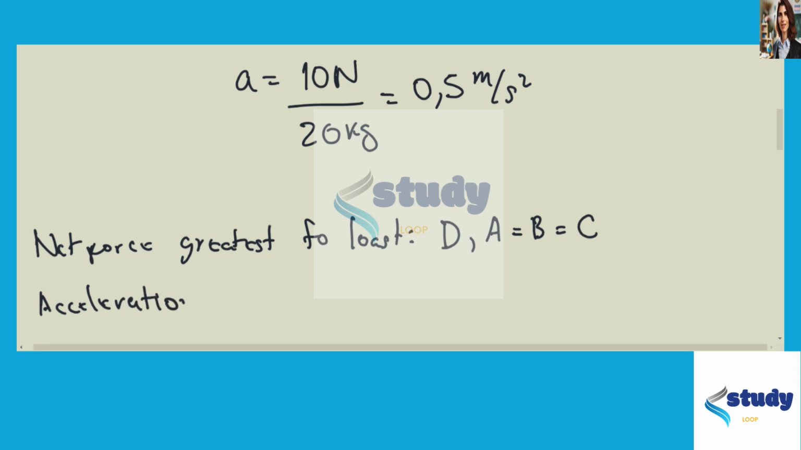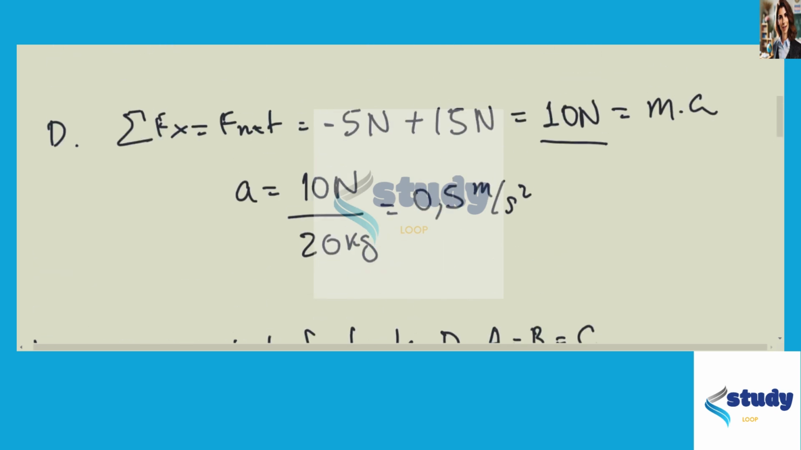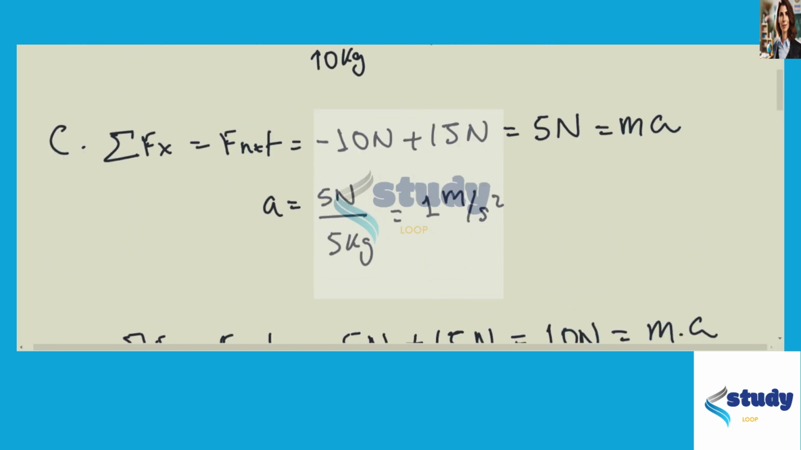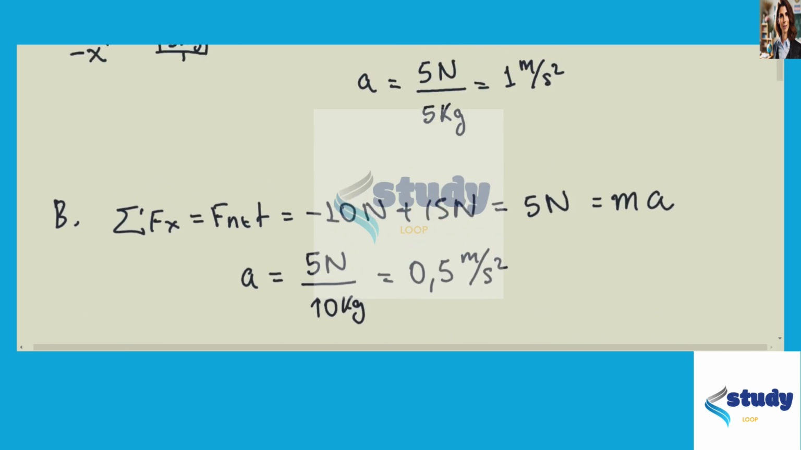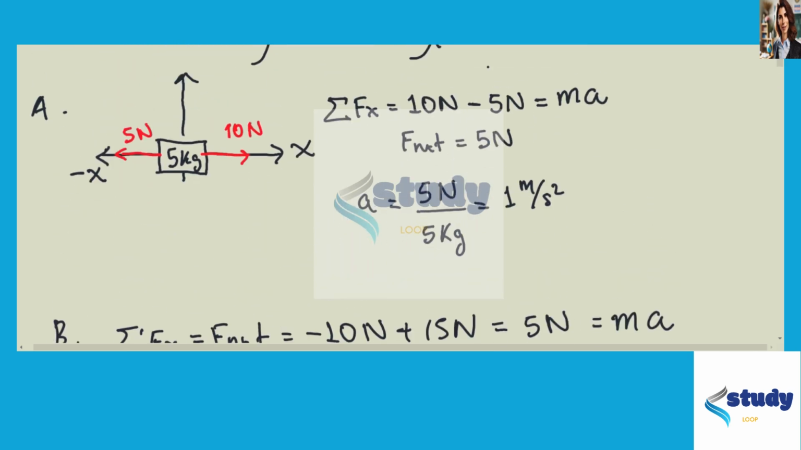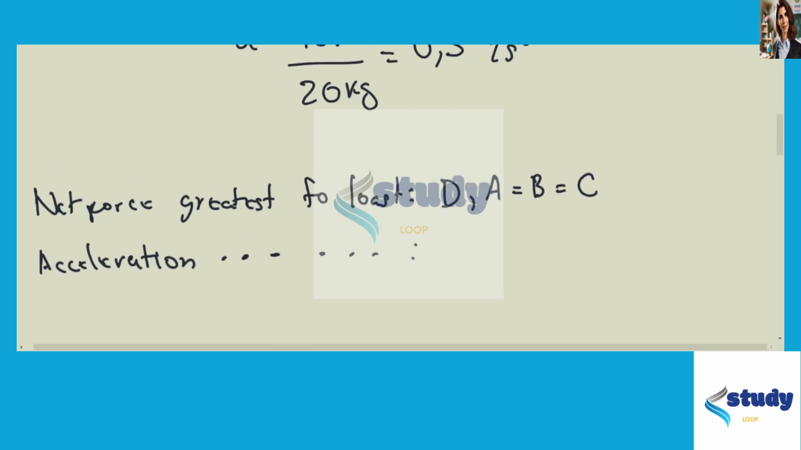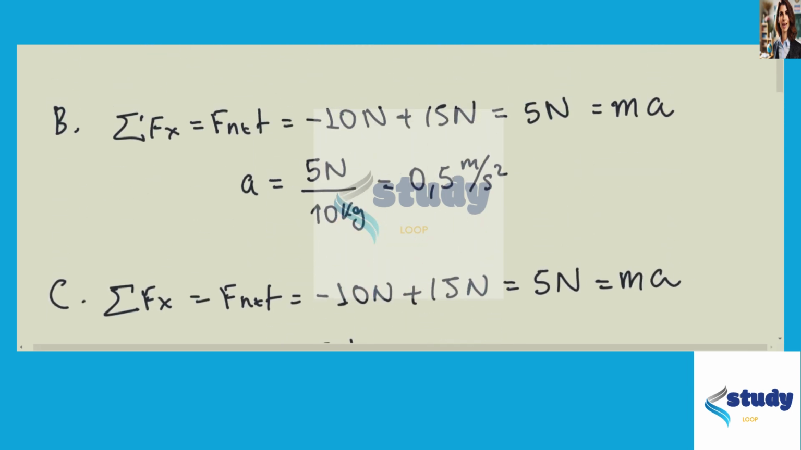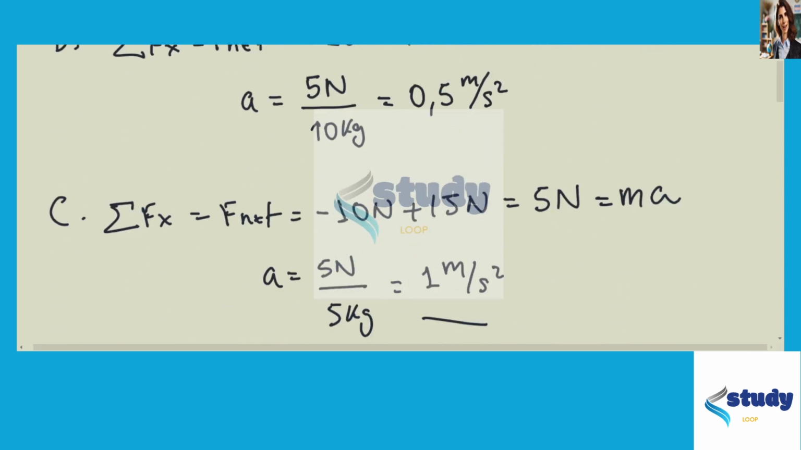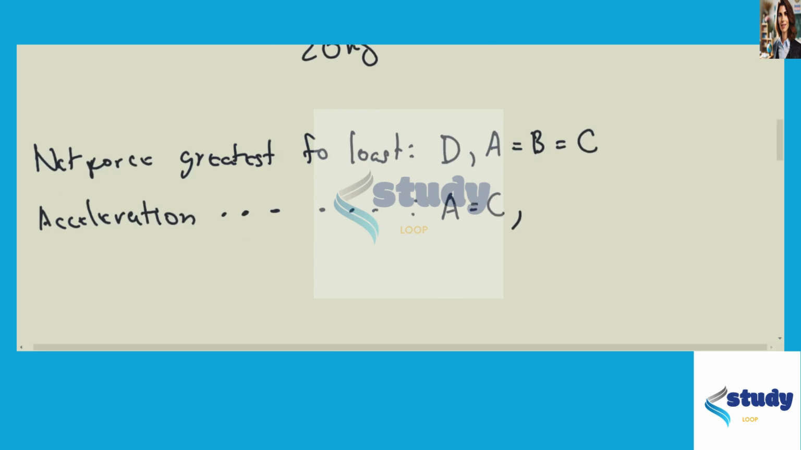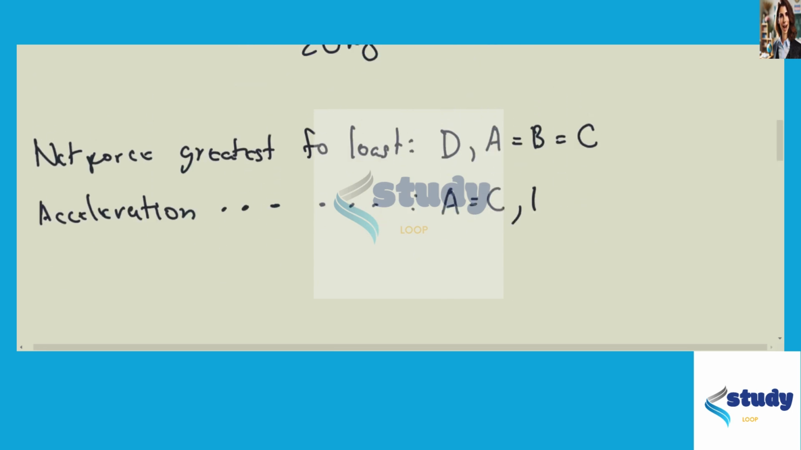And the acceleration, again, we rank them from greatest to least. We found that the greatest acceleration of them all is A, that is 1, and C, that is also 1. So we put here A equals C, and then B and D are less than the other two, so they are in second place. D is equal to B. And this is how we rank our boxes.